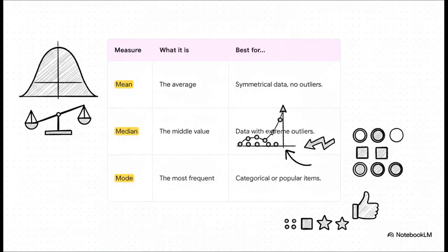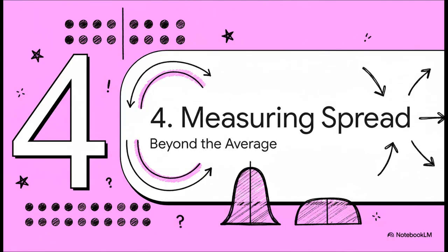So which one do you use? This little table is a fantastic cheat sheet. The mean is your best friend when your data is pretty symmetrical and doesn't have any crazy extreme numbers. But if you do have some extreme values, we call those outliers, the median is your hero because it won't be affected by them. And the mode is perfect for finding the most popular option or for data that isn't even made of numbers.